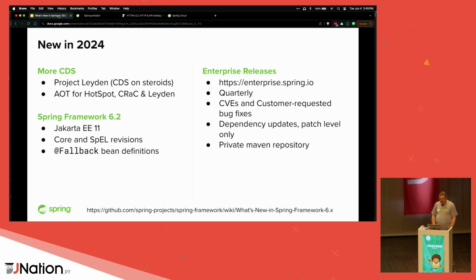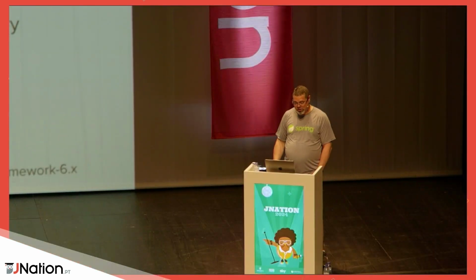And there are some core framework and SpEL revisions, lots of little things. They've gone back through their backlog, which is extensive, being 20 years old, and have started to do some of those things that maybe haven't been as high a priority and are picking those up now. One of those that's interesting is the @Fallback bean definition, which allows you, if there's not a primary one or if there's not one defined, to define a fallback bean.